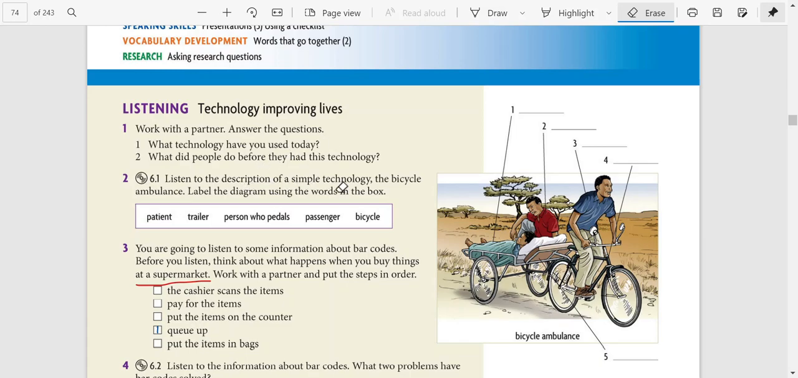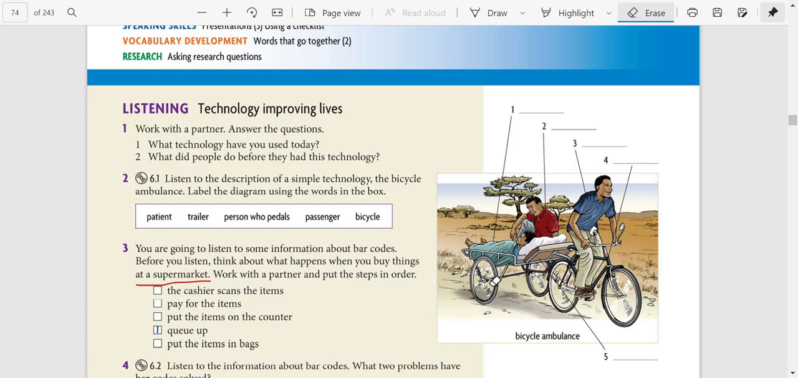In here, we have some words. We must label the words with the picture that we have. Listen to the description of a simple technology, the bicycle ambulance. Label the diagram using the words in the box. We will use these words for filling in these diagrams. This is a bicycle ambulance, used many years ago. People used the bicycle ambulance for transferring sick people. And there's a place for the people who look after the sick people.